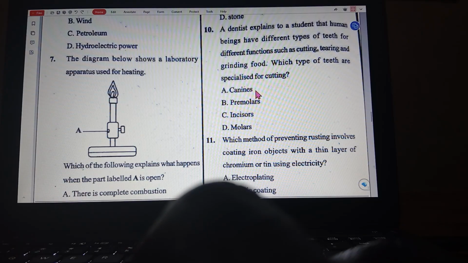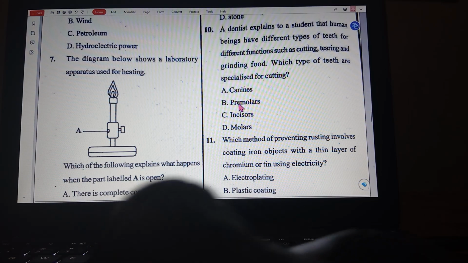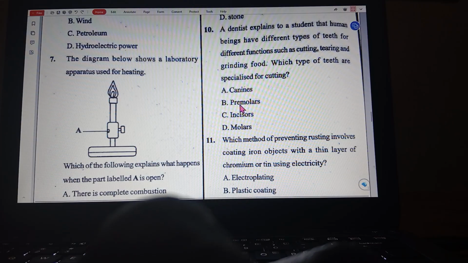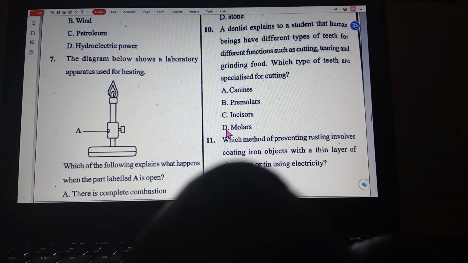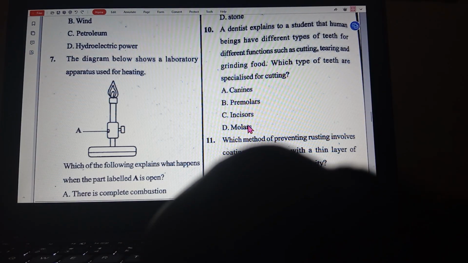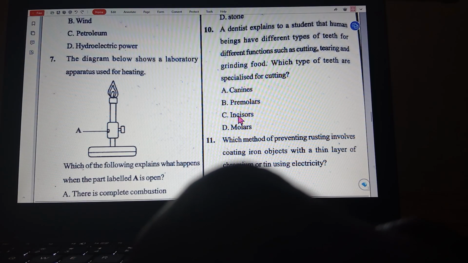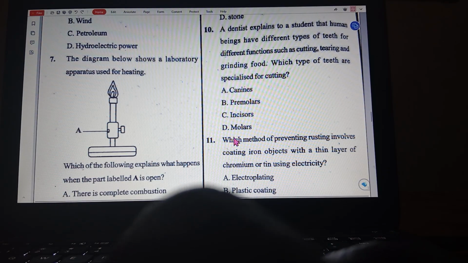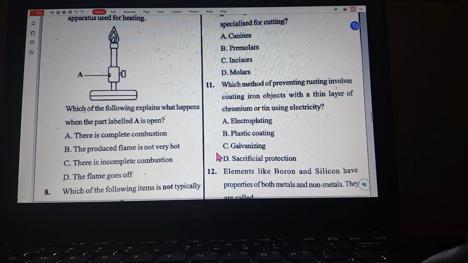Canines are specialized for tearing flesh. Premolars are specialized for chewing and grinding food. Incisors are specialized for cutting. Molars are specialized for chewing, grinding, and crushing food. Therefore, the answer is incisors, which are specialized for cutting. Very good. Now let's move to question 11.